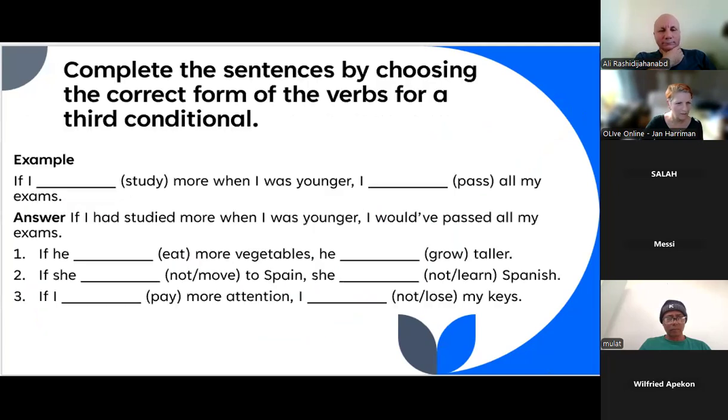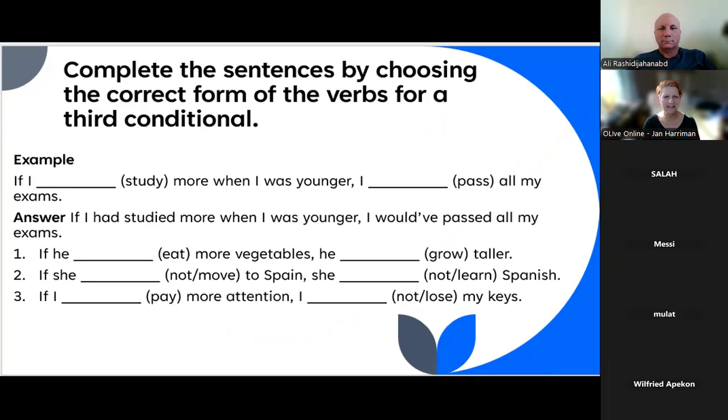Now, one last quiz. Can you put these into the third conditional? All right. So we're talking about the past, possibly a regret.